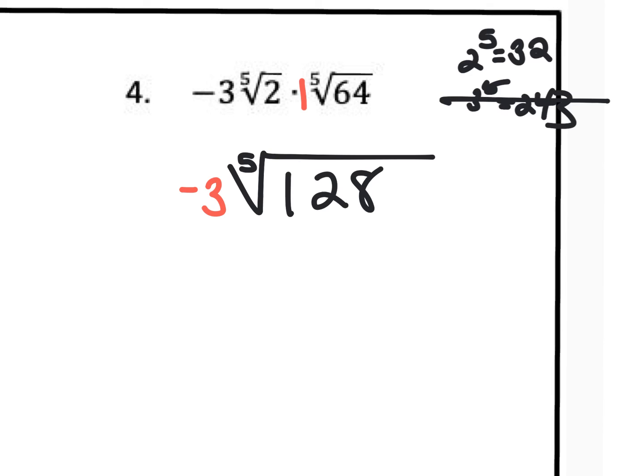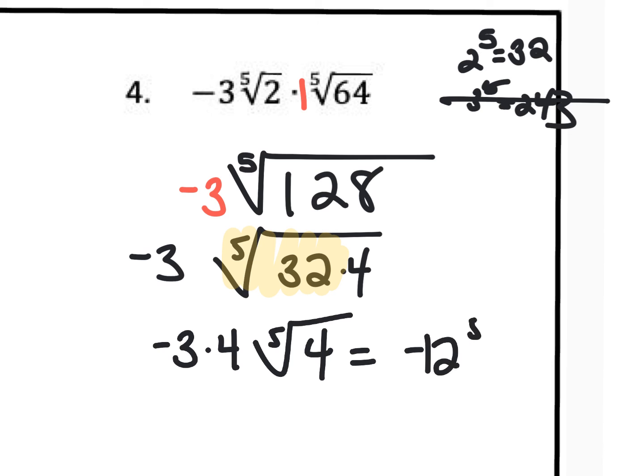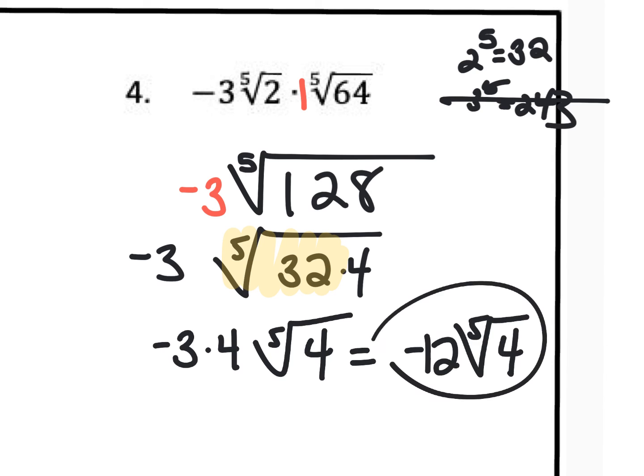So I'm guessing possibly 32 goes into this. So if I do 128 divided by 32, I do get 4. So the radicand can be broken up like that. Bring the -3 down, and I can take the fifth root of 32. It is 2, so I'd have -3 times 2 on the outside times the fifth root of 4 on the inside would give me -6 times the fifth root of 4. Again, you can type it into your calculator and make sure that the decimals match.